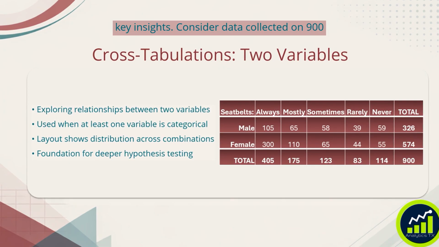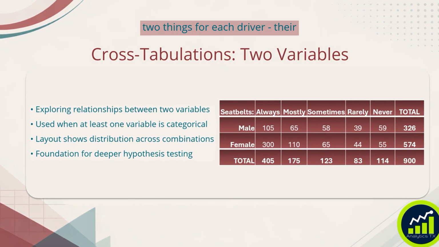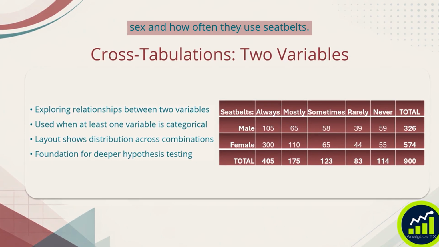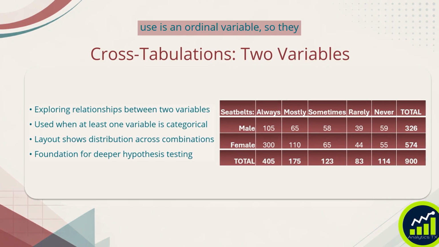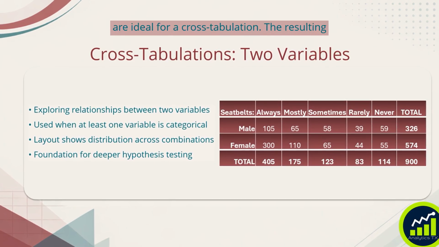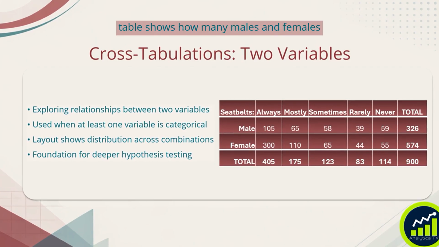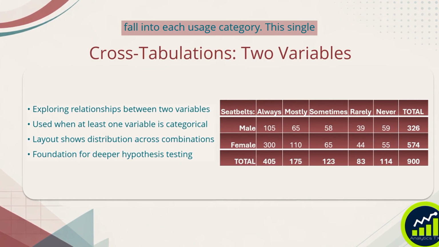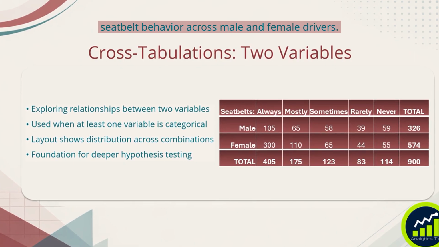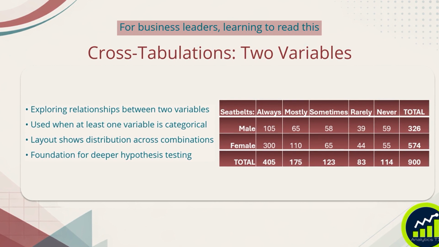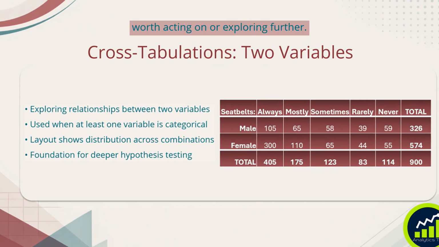Consider data collected on 900 drivers in the USA, where we record two things for each driver: their sex and how often they use seatbelts. Sex is a categorical variable, and seatbelt use is an ordinal variable, so they are ideal for a cross-tabulation. The resulting table shows how many males and females fall into each usage category. This single sample-based table becomes a compact picture of seatbelt behavior across male and female drivers. For business leaders, learning to read this table is often enough to spot patterns worth acting on or exploring further.